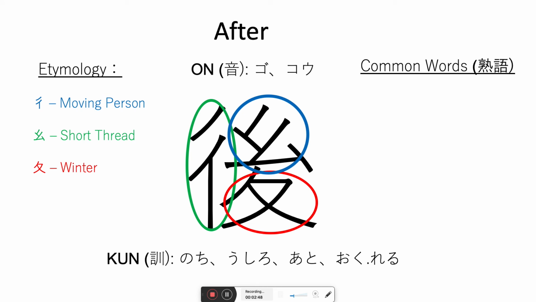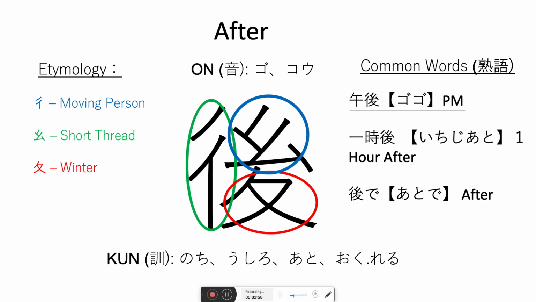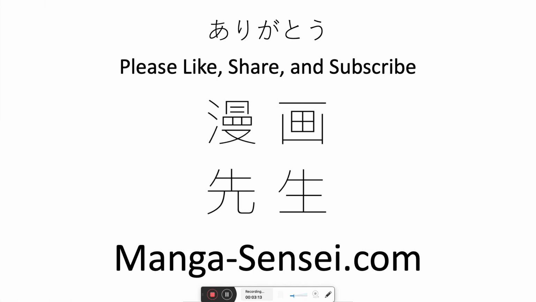With that, though, let's talk about a couple of common words. We, of course, have go being noon, and then go being after. Then we have ichiji ato. People also say ato ichiji. Both are completely appropriate. One is simply after 1 hour, and this would be 1 hour after. Okay? Semantics, I know, but it's important to be able to see the difference. Then ato de. This is the more general after, and we use the location of action marker de to organize time or measurement.